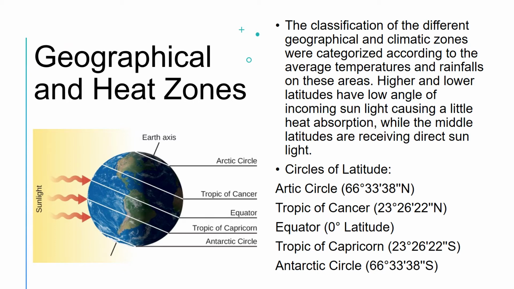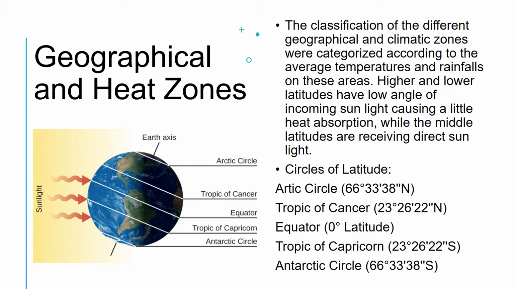So we have geographical and heat zones. So the classification of different geographical and climatic zones were categorized according to the average temperatures and rainfalls on these areas. Higher and lower latitudes have low angle of incoming sunlight, causing a little heat absorption, while the middle latitudes are receiving direct sunlight. So ito yung mga circles of latitude natin, yung Arctic Circle, Tropic of Cancer, the Equator, Tropic of Capricorn, and the Antarctic Circle.